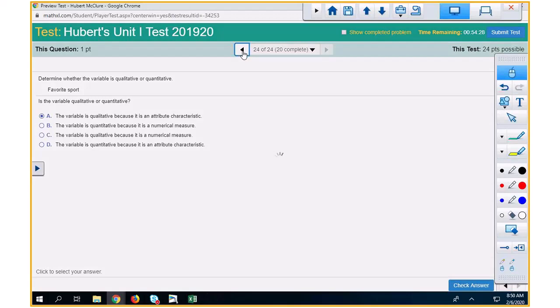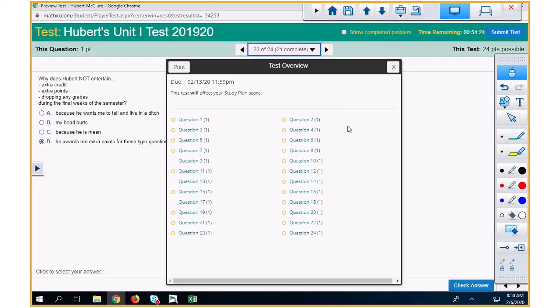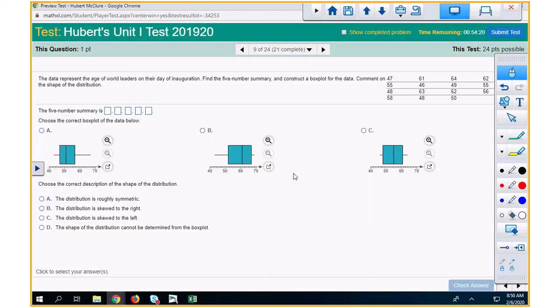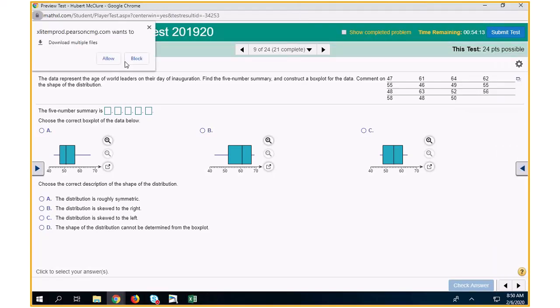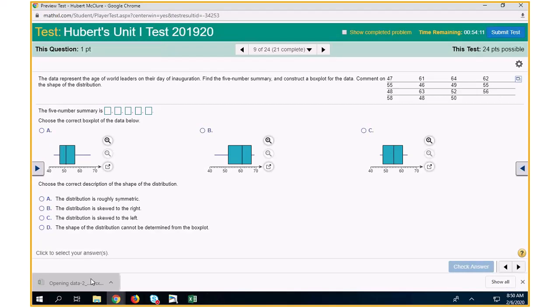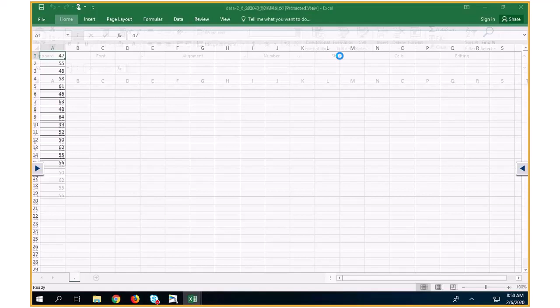Now let's go back. Let's see which ones we didn't do. Okay, it didn't tell us. Yeah, there it is. There's one. There we go. Let's do that one. I'll put the data in an Excel spreadsheet so you can see it. And it looks like they want you to do a five-number summary.